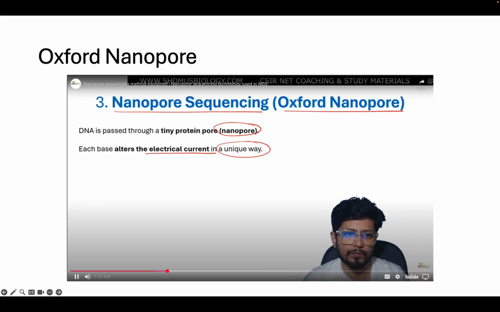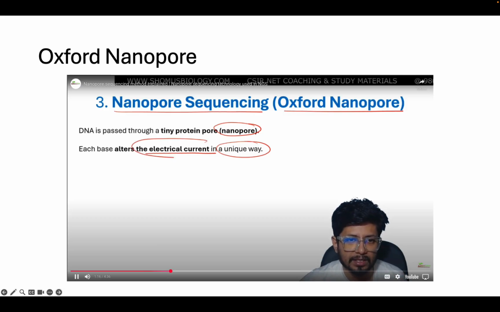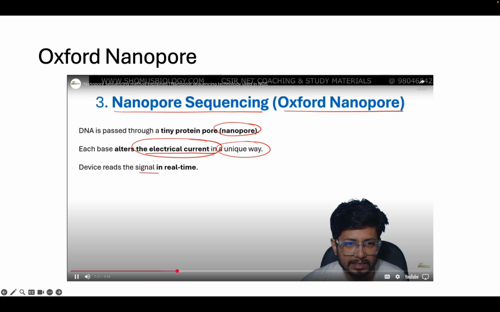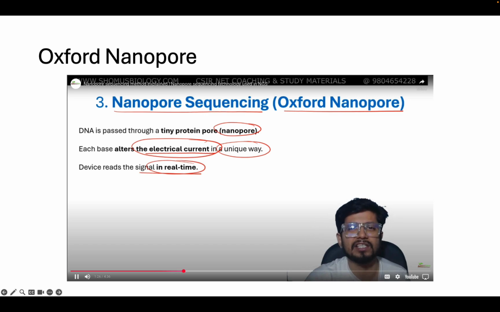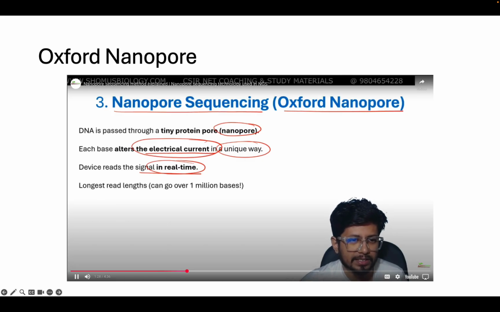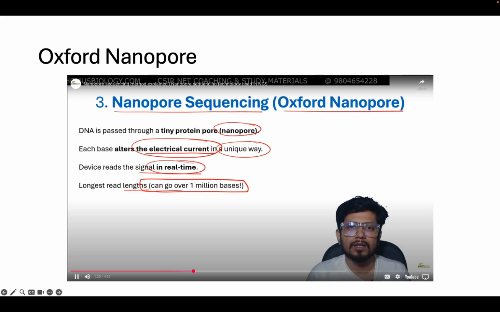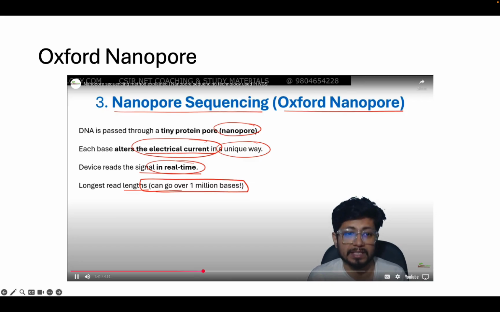And as the DNA is moving, the bases alter the electrical current in a unique way. And we have a detector out there, the device that reads the signal in real time. The way the bases are changing the current signal is measured. The longest read lengths are possible. It can go over 1 million bases. So this is a technology that can sequence the largest reads. Largest read means here 1 million bases. Over 1 million bases can be read in a single go with the help of nanopore sequencing technology.